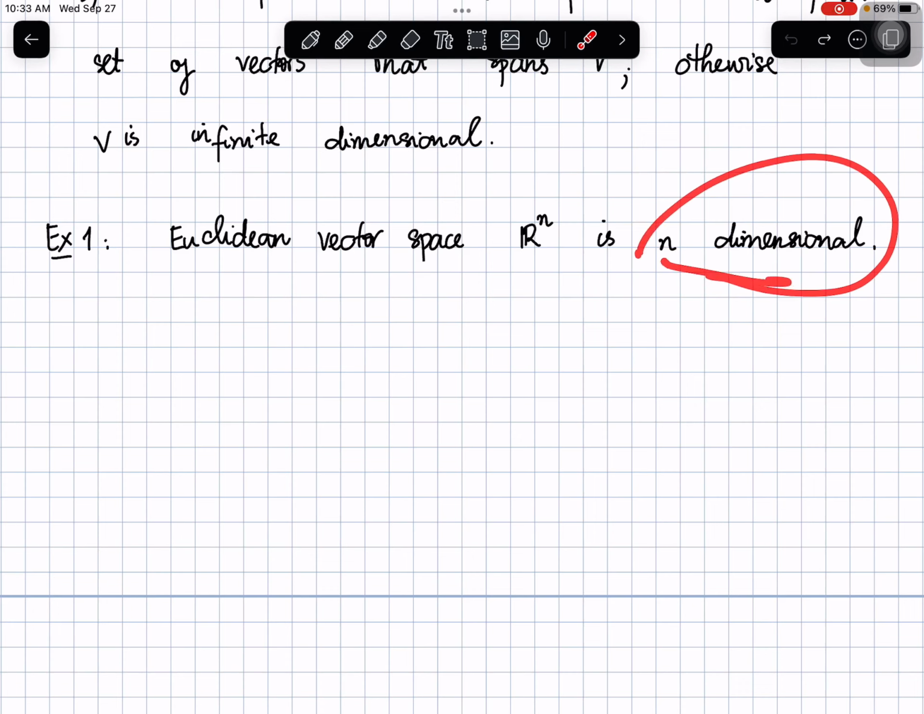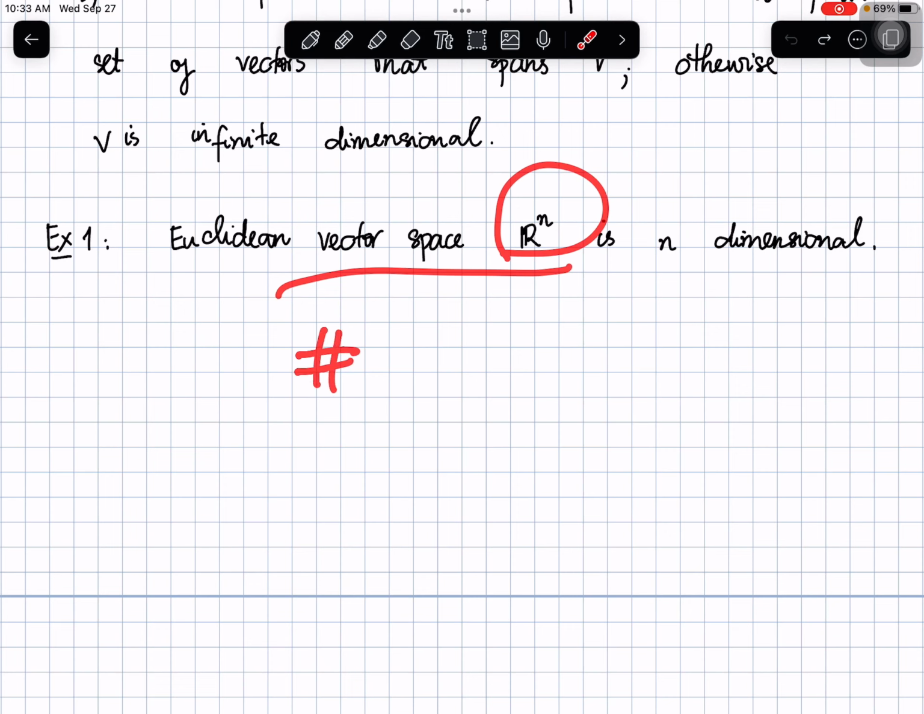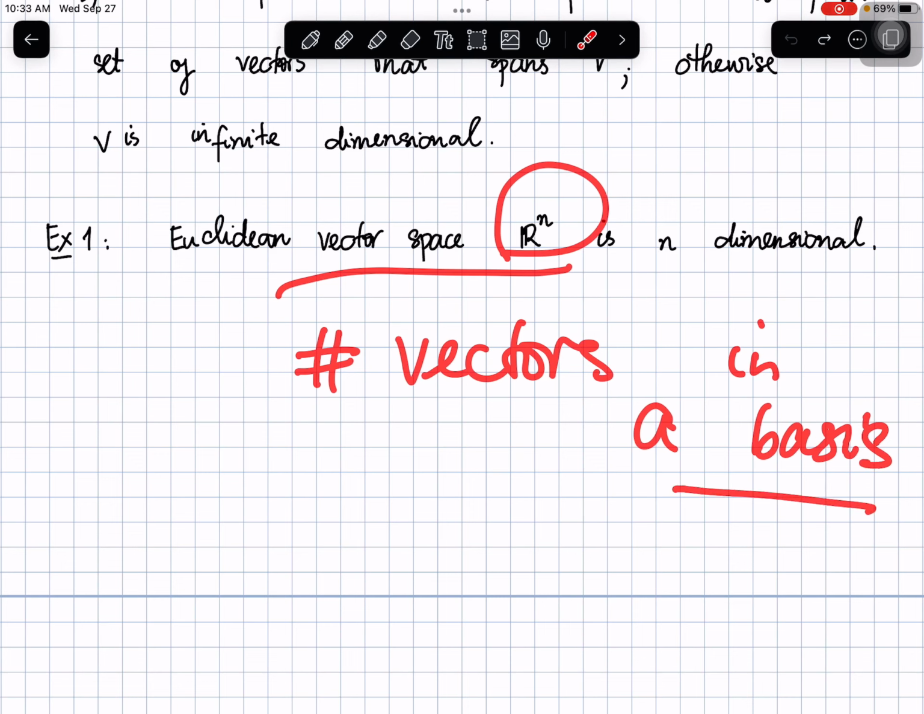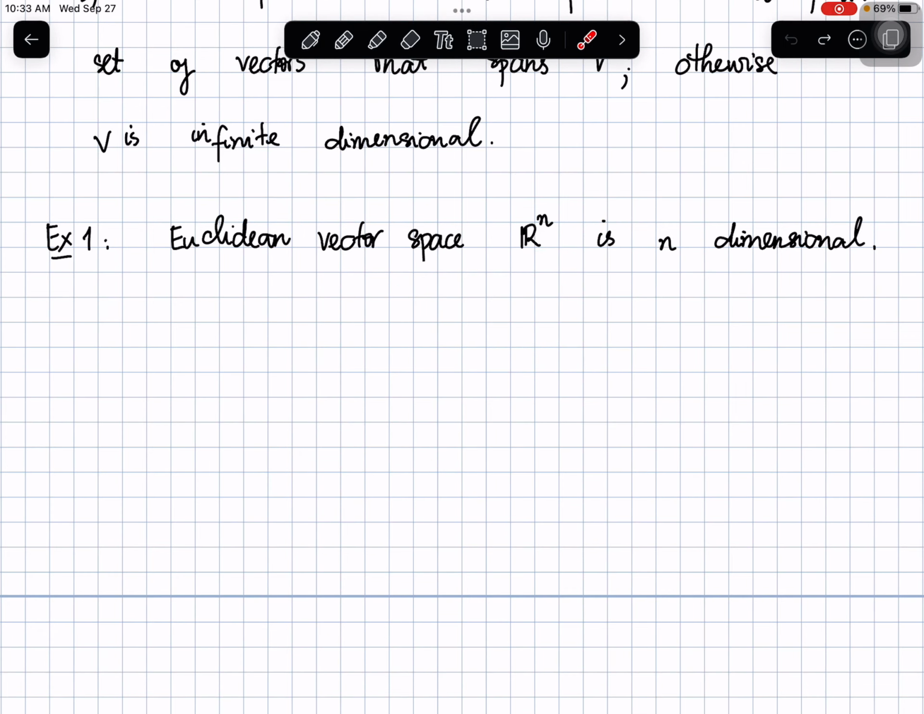The dimension is the number of vectors in a basis of Rn, right? We know that all bases have the same size, so the number of vectors in a basis gives us the dimension. So we just need to find a basis of Rn, and then check whether there are exactly n vectors in this basis, and therefore we can conclude that this vector space is n dimensional.